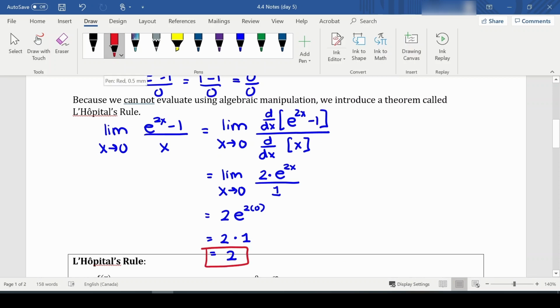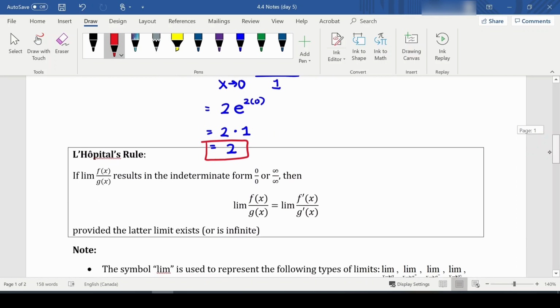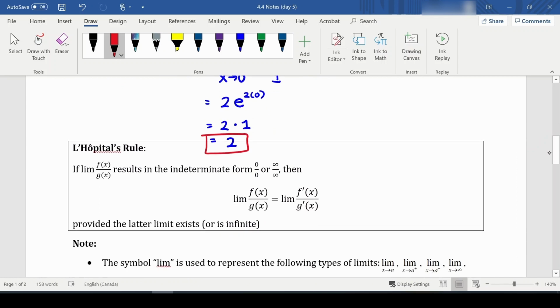And there you go. I was able to find a new way to evaluate this, even though I had an indeterminate form when I first direct substituted in. Okay. So what L'Hopital's rule says is if the limit of f over g results in the indeterminate form 0 over 0 or infinity over infinity, we can rewrite our limit as the limit of f prime over g prime.